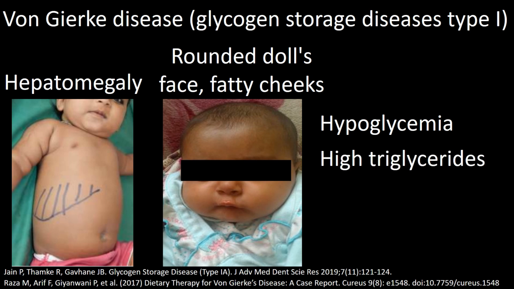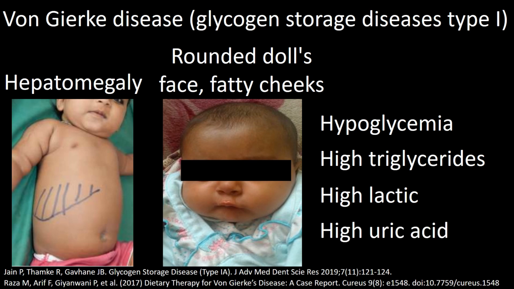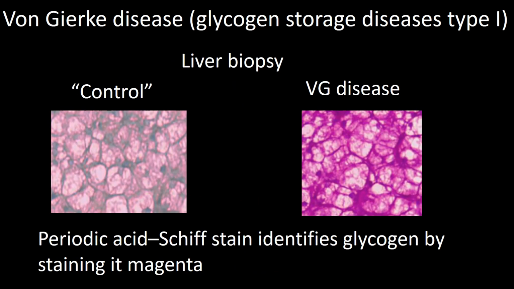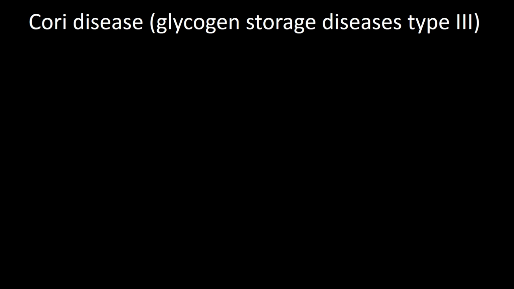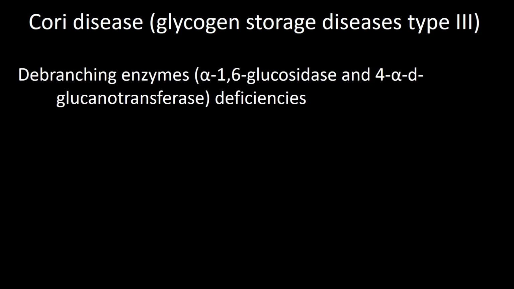hyperlipidemia because low levels of circulating glucose lead to low levels of insulin and subsequent increase in triglycerides. High lactic acid also occurs, and high uric acid because the elevated lactic acid competes with uric acid for transport at the level of the renal tubules. Liver biopsy will stain heavily for glycogen. The third condition mentioned in this question is Cori disease. Cori disease involves the 2 enzymes listed in this frame.